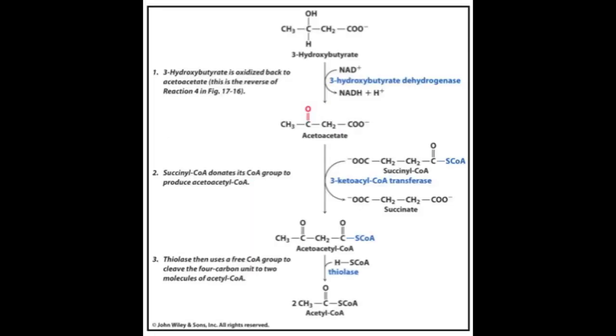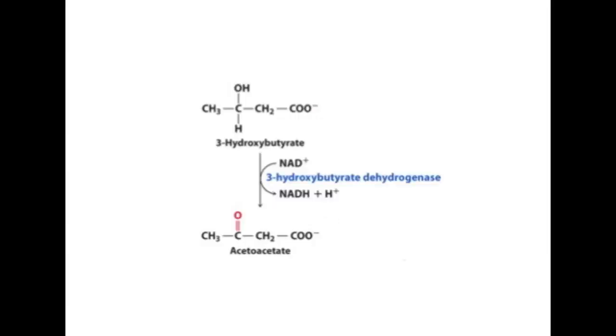So what happens when 3-hydroxybutyrate and acetoacetate make it back into the body cells? They're converted back into acetyl-CoA and pushed back into the TCA cycle. 3-hydroxybutyrate can be oxidized back into acetoacetate, in the process reducing an NAD+ to an NADH and hydrogen ion.